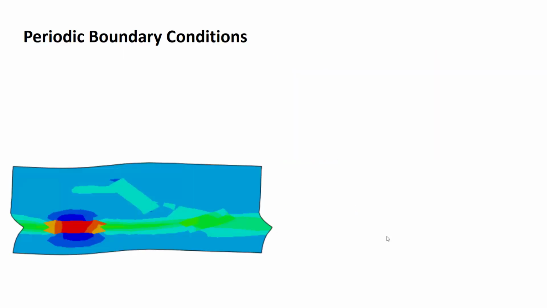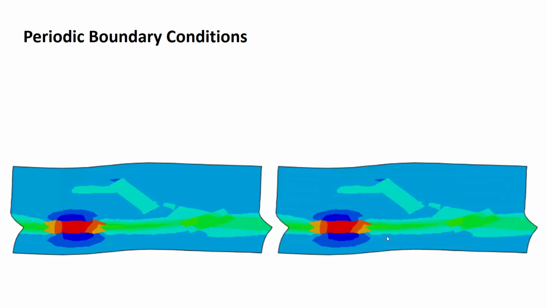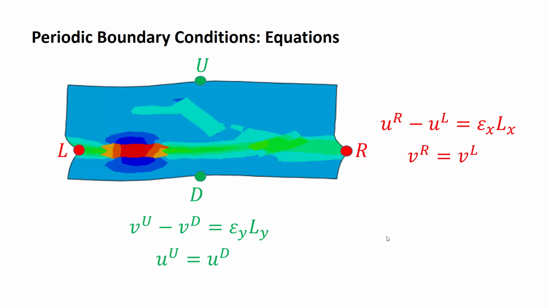By applying PBC to an RVE, the opposite borders match each other even after deformation, and we can pattern the RVE to create a larger view of material after deformation. As an example, you can see in this figure that right and left borders are exactly the same. The up and down borders also can complement each other. To apply PBC to the RVE, we should use these equations in borders. These equations and details of applying them will be explained in the next video.